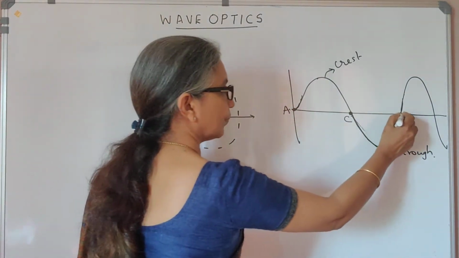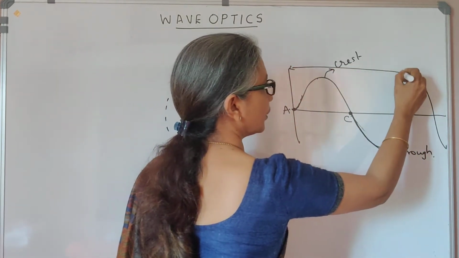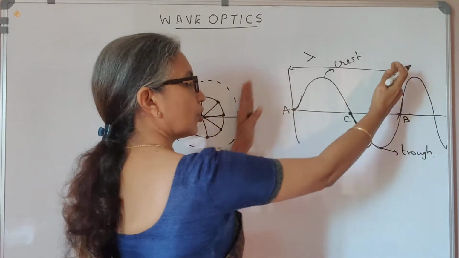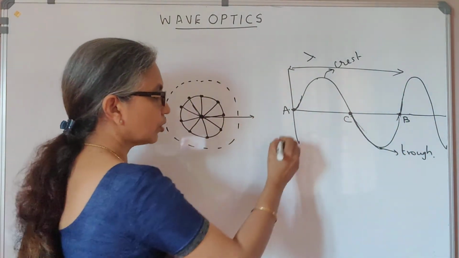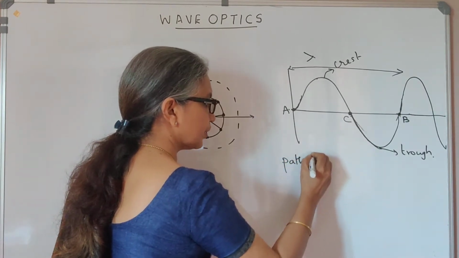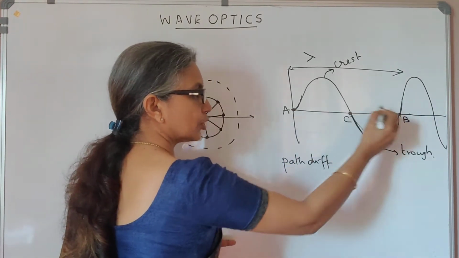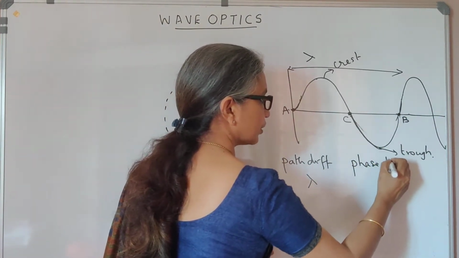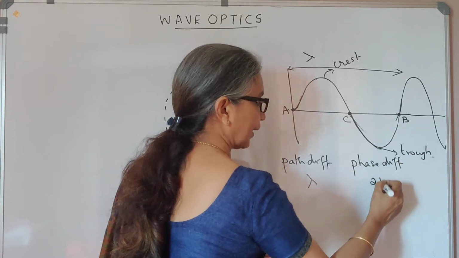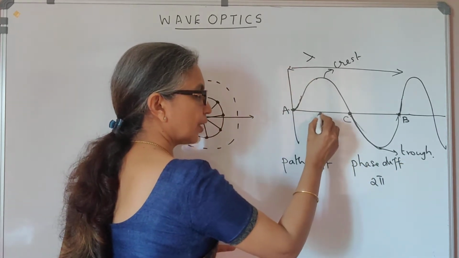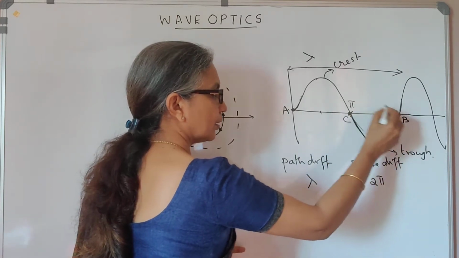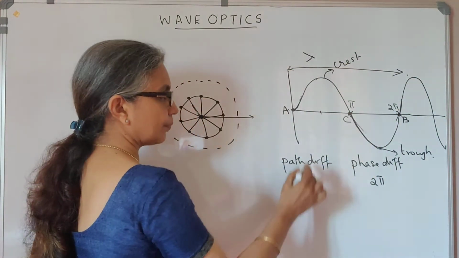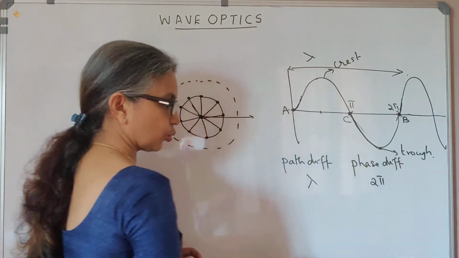So if you look at this A and B, the path difference between the two is what we call lambda. One crest and a trough constituting one wavelength. So this path difference between the two points A and B is lambda, so that the phase difference should be 2 pi, because this is 0, we have a pi by 2 here, we have a pi here and 2 pi. So whenever there is a path difference of lambda between two points, the phase difference is 2 pi.